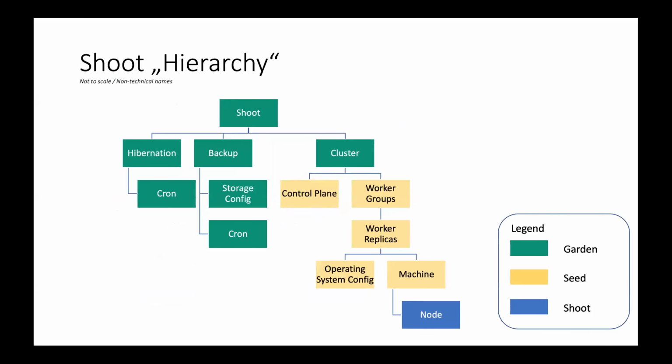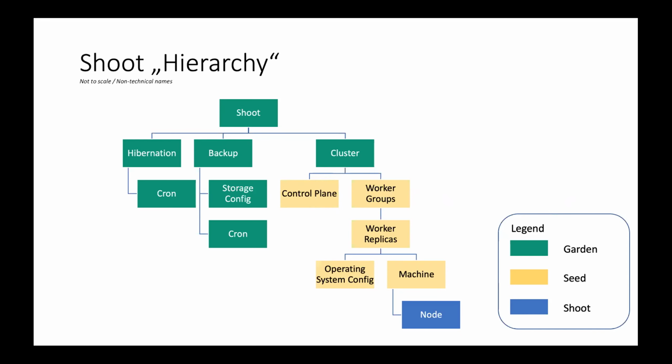Basically, to talk about how we want to achieve reusable components and extensibility in general, we have something like a shoot hierarchy, where we basically say how our custom resources, not the definitions, but the custom resources, interact with each other. So a shoot represents a cluster which somehow has a control plane, somehow has worker groups, worker replicas, which eventually need the operating system config and produce the machines that eventually end up as nodes in the shoot.